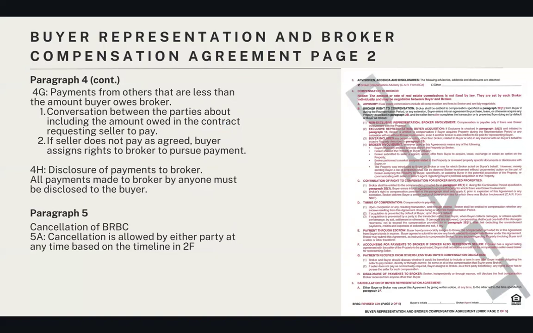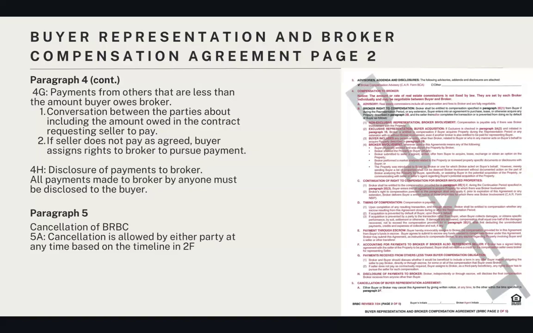So there needs to be a conversation between the parties about including the amount owed in the contract, requesting the seller to pay. That's where you would, in the contract, check the box on the purchase agreement and include that SPBB, which is the request from the buyer to the seller to pay what the buyer owes the buyer's broker. And then the second result, if the seller's not offering compensation or the right amount of compensation that is owed, if the seller does not pay as agreed, buyer assigns rights to broker to pursue the payment.